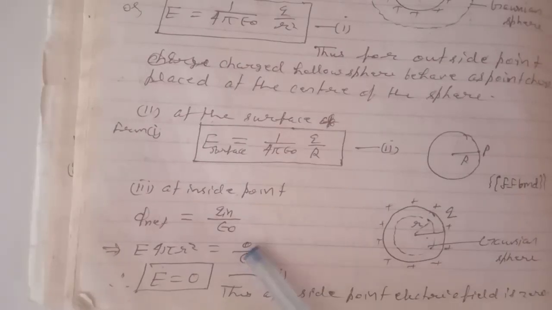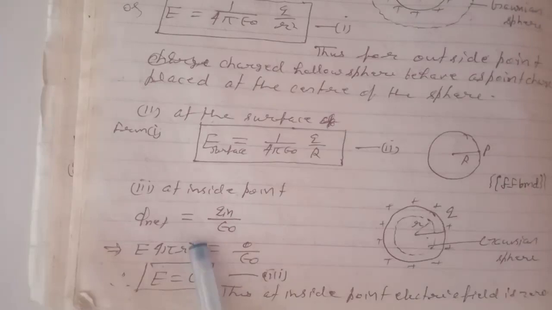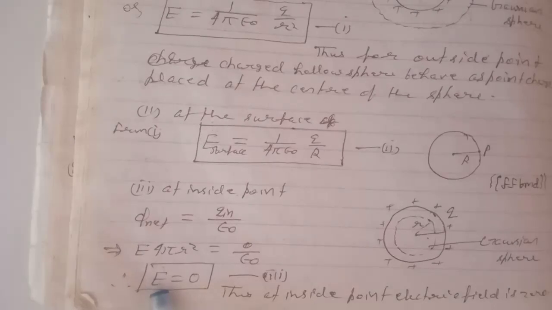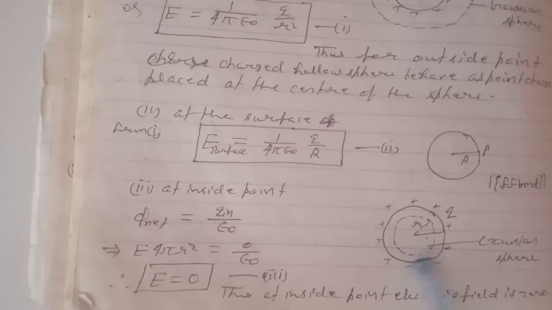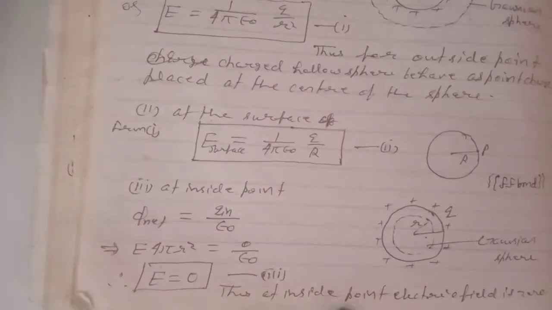So E into 4 pi r square equals 0 by epsilon naught, which is 0. Because 4 pi r square can't be 0 and epsilon naught can't be 0, the only possibility is that E must be 0. So inside a hollow conducting sphere, the electric field is 0. Thus at an inside point the electric field is 0.